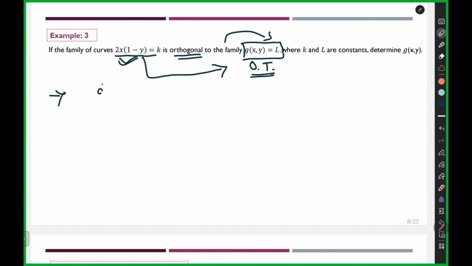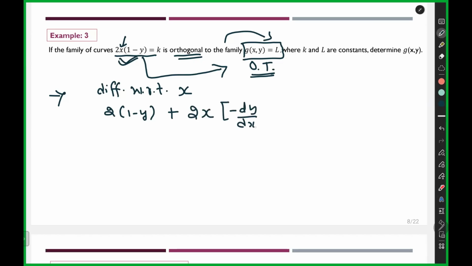We have to differentiate with respect to x. So it is nothing but 2x minus y. First, we are doing the differentiation of x, and then we are doing the differentiation of the next term. And next, it is minus dy by dx equals 0.